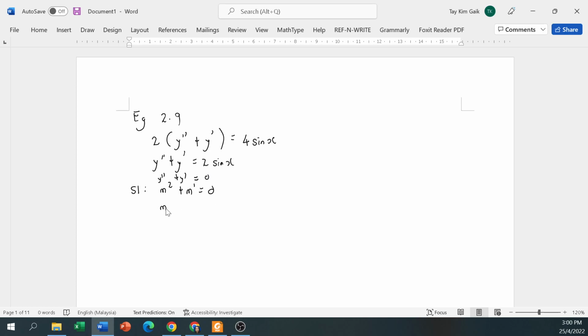Then in this case, m(m plus 1) equal to 0. So you have m equal to 0, m equal to -1. So the yc in this case will be, you have m is 0, so you have a, because e power 0x, plus b exponent -x. So you have a plus b exponent -x.